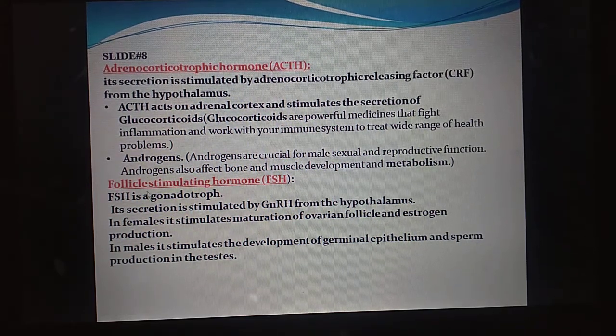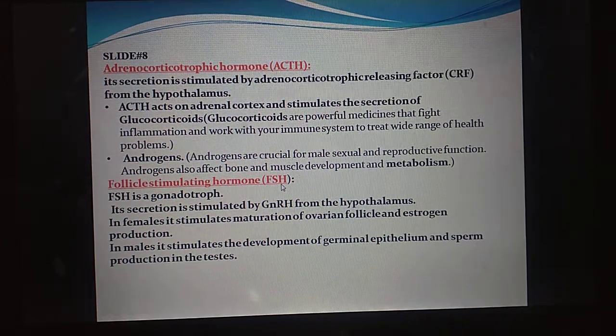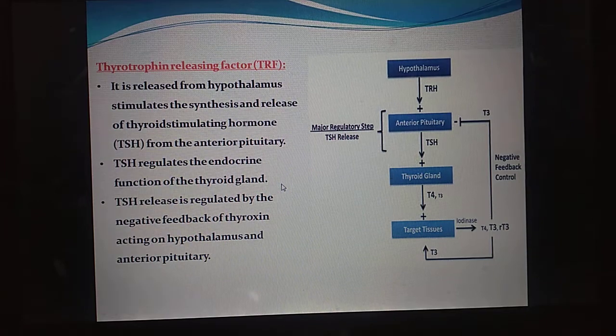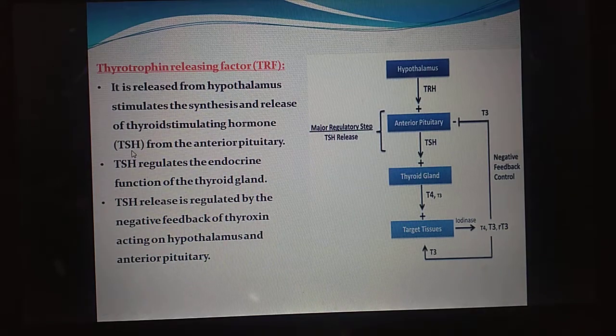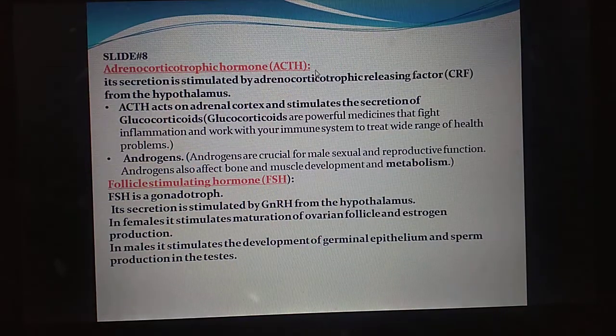Okay, next is the follicle stimulating hormone. Besides the growth hormone and the previous ones which we studied, that was the thyrotropin releasing factor, which was basically stimulating the anterior pituitary for the secretion of thyroid stimulating hormone, and besides this the adrenocorticotropic hormone, we are saying that the anterior pituitary is also secreting the follicle stimulating hormone, FSH. FSH, or follicle stimulating hormone, is a gonadotroph. Its secretion is stimulated by gonadotropin releasing hormone from the hypothalamus again. So the factor for that is also released from the hypothalamus.